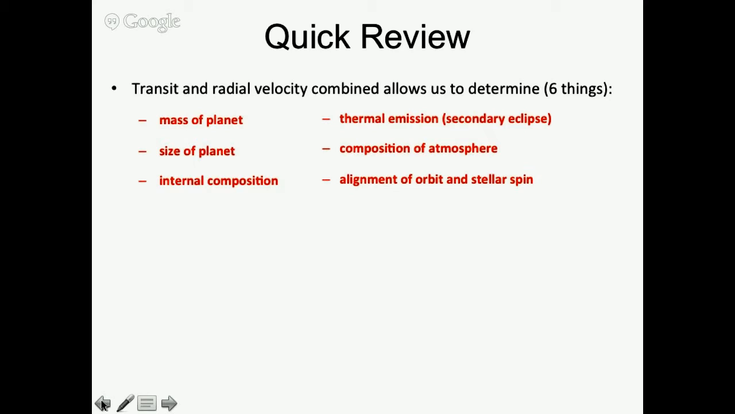And one thing we didn't talk about too much was you can actually map the alignment of the planet's orbit and the rotation of the star. This is something called the Rossiter-McLaughlin effect. And it's important to note this, because what's one of the patterns that we see in our solar system between the alignment of the sun's rotation and the planet's orbit? What do we see about those? Are they aligned or are they anti-aligned? Are they random? What's that? Aligned. Perfectly aligned?